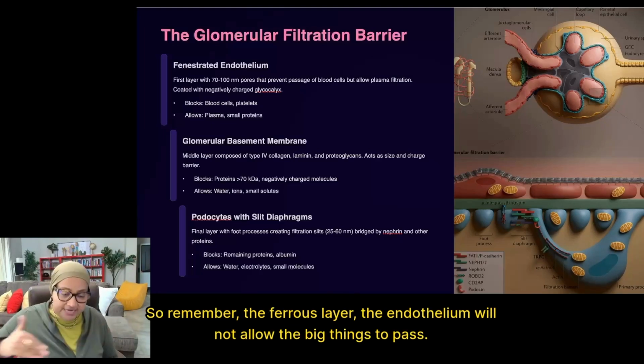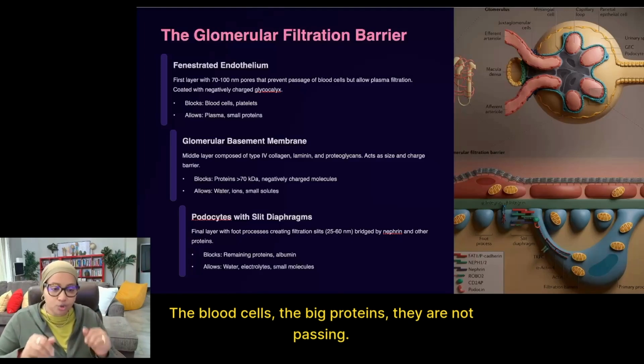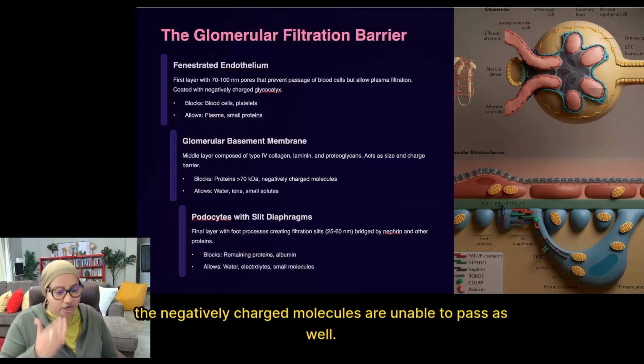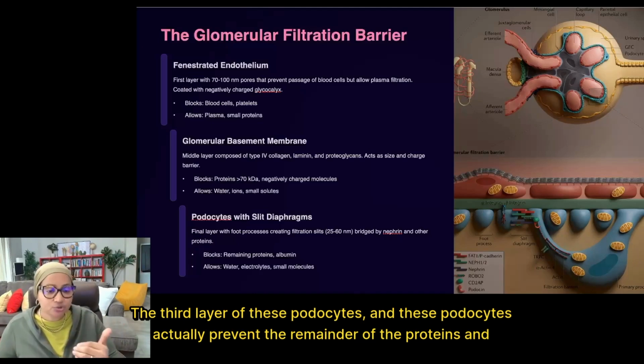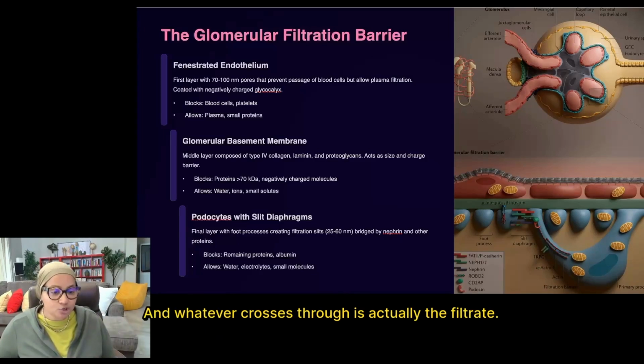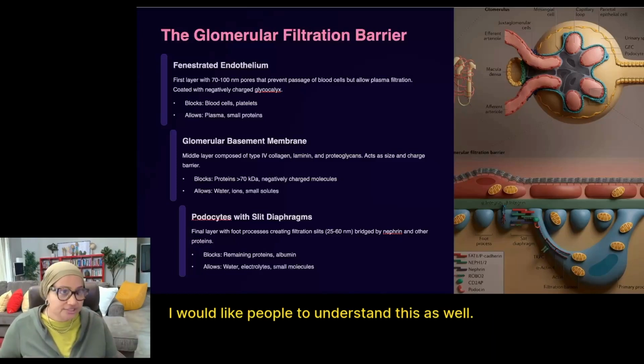So remember, the first layer, the endothelium, will not allow the big things to pass. The blood cells, the big proteins, they are not passing. Then comes the basement membrane. Anything bigger than 70 kilodaltons cannot pass, and the negatively charged molecules are unable to pass as well. The third layer, these podocytes, prevent the remainder of the proteins and albumin from passing, but allow water and the smaller molecules to cross through. And whatever crosses through is the filtrate. This is very important. I would like people to understand this as well.